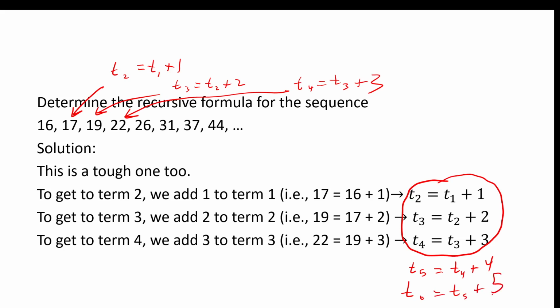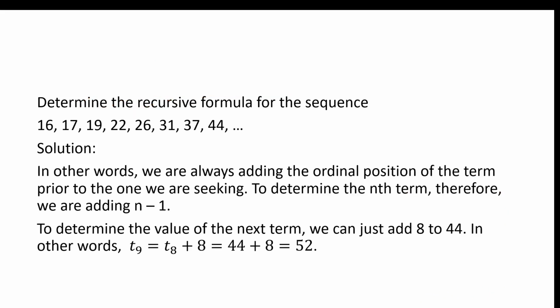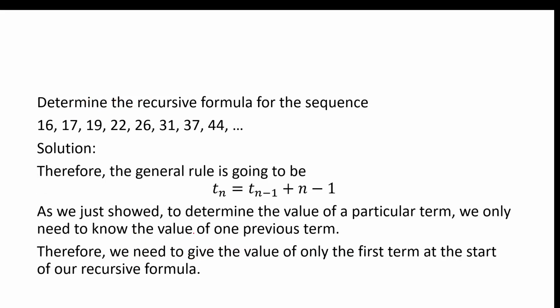Okay, so in other words, we're always adding the ordinal position of the term prior to the one we're seeking. So if I'm seeking the second term, I'm adding 1 to the first term. If I'm seeking the third term, I'm adding 2 to the second term. If I'm seeking the fourth term, I'm adding 3 to the third term. So to determine the nth term, we're adding n minus 1 to the n minus 1th term. So to determine the 9th term, we'll take the 8th term and add 8 to get 52.